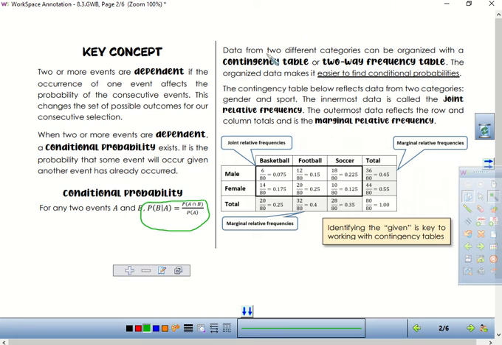Okay. So data from two different categories can be organized with a contingency table or a two-way frequency table that is organized to make it easier to find probabilities. The innermost data is called the joint relative frequency, and the outer data is called the marginal frequency. The way I always tell students to remember this is joint are the ones in the middle, and you know how we call it the margins of the paper? It's the edge of the paper. That's going to be the edge of the boxes, the margins. So for a frequency table, you're going to add up the totals, and those totals are going to represent different things.